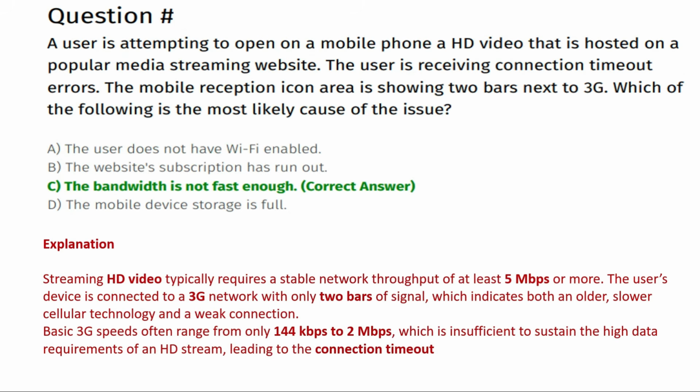And the next question is: a user is attempting to open, on a mobile phone, an HD video that is hosted on a popular media streaming website. The user is receiving connection timeout errors. The mobile reception icon area is showing two bars next to 3G. So which of the following is the most likely cause of the issue?